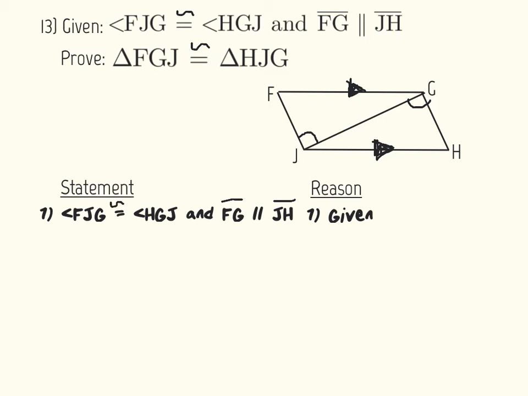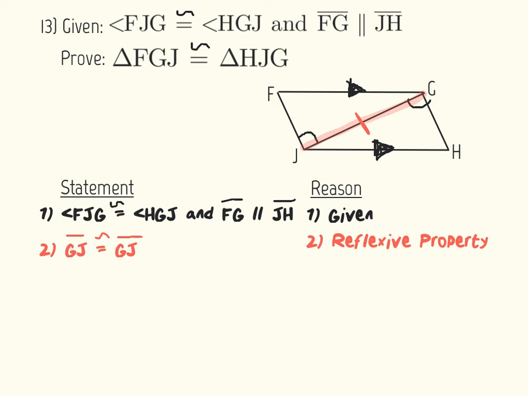We could look at common sides, or we could try to get more angles and go angle side. So either way, we could see what would work best. I'm going to start by looking at the common side, because it's a common side on both triangles, so it might help me out. So I'm going to say GJ is congruent to GJ. That's my step 2, and that is from the reflexive property.